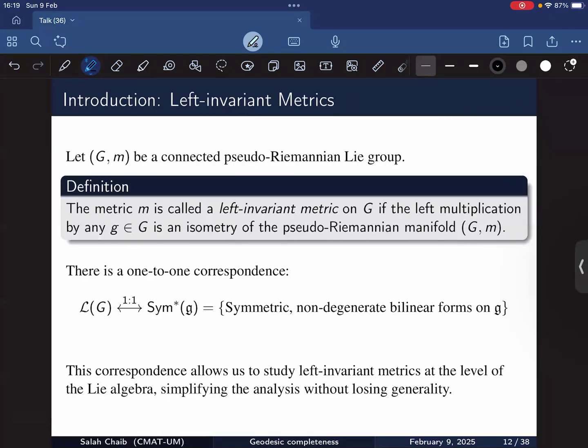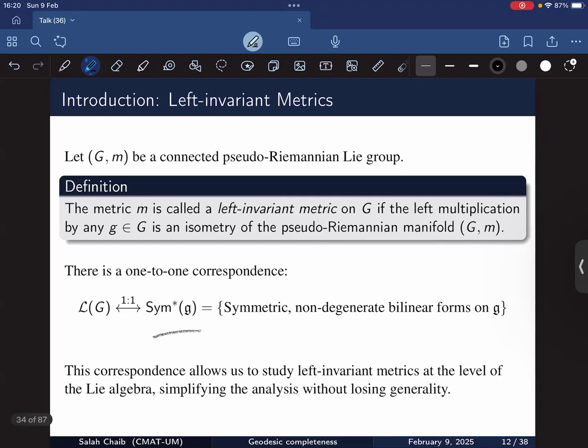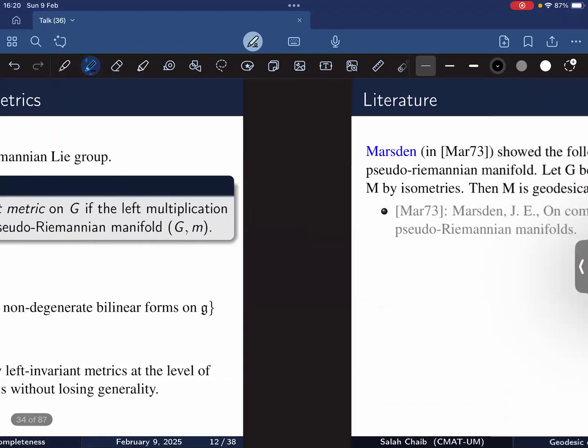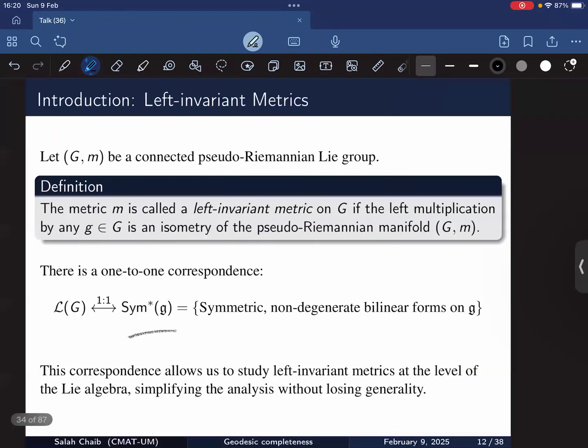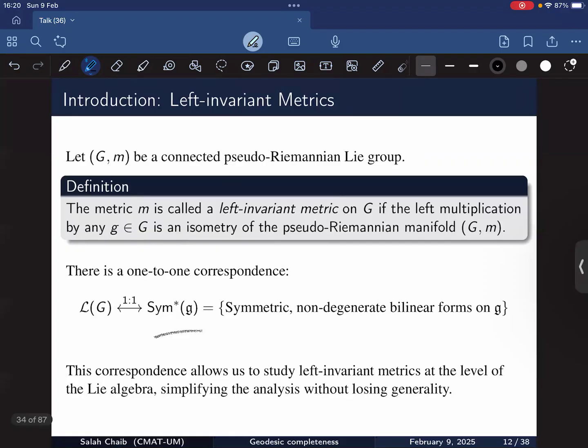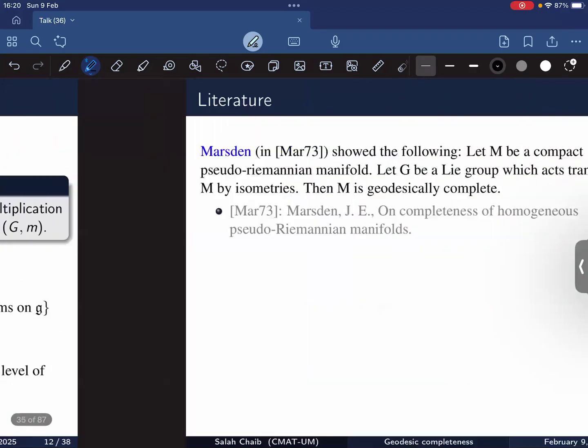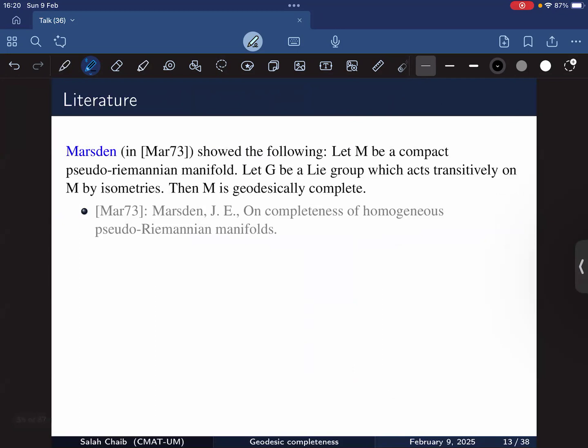And this is a very important thing, because it allows us to study left invariant metrics at the Lie algebra level, and without loss of generality. So afterward, we will do all the study at the Lie algebra level. Okay. So now I will go through some literature on this topic.